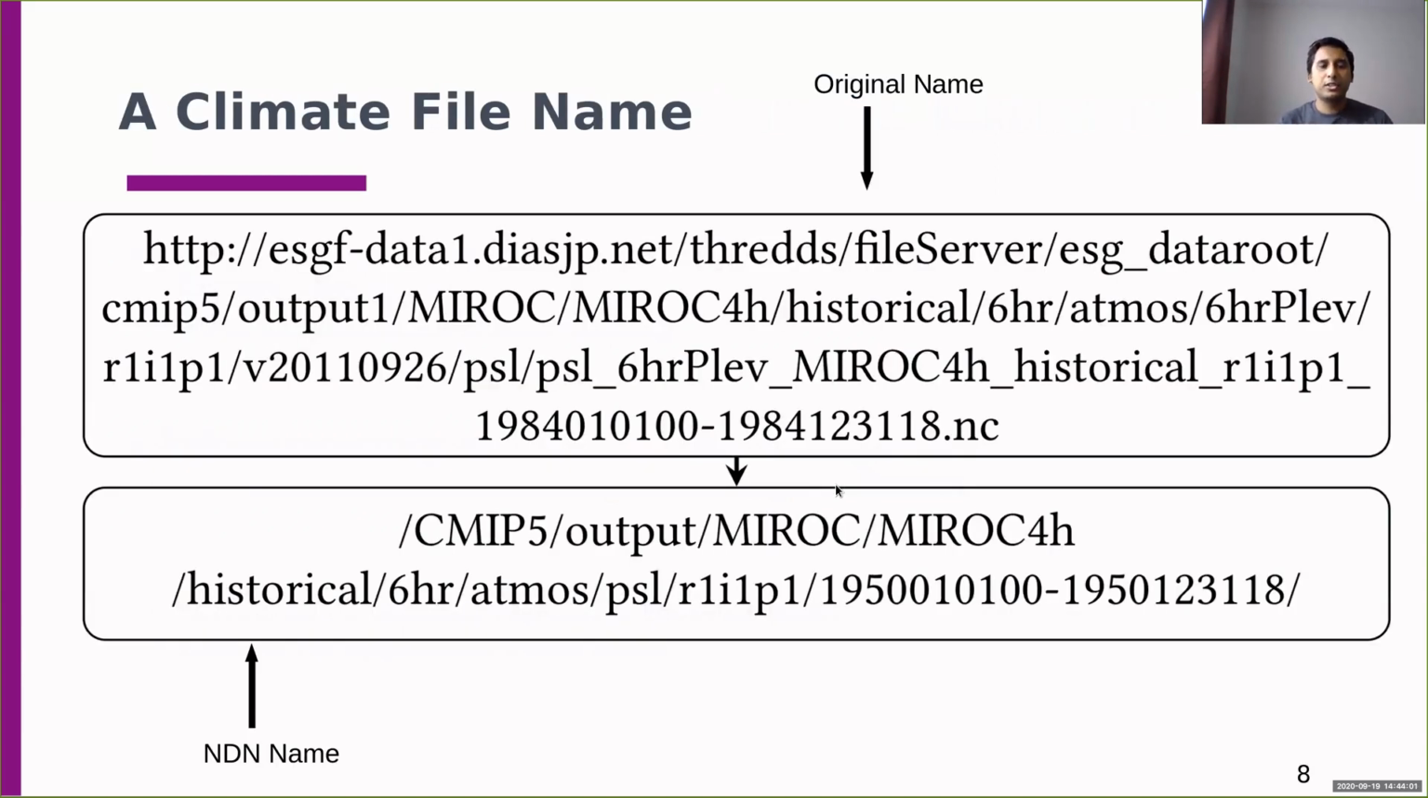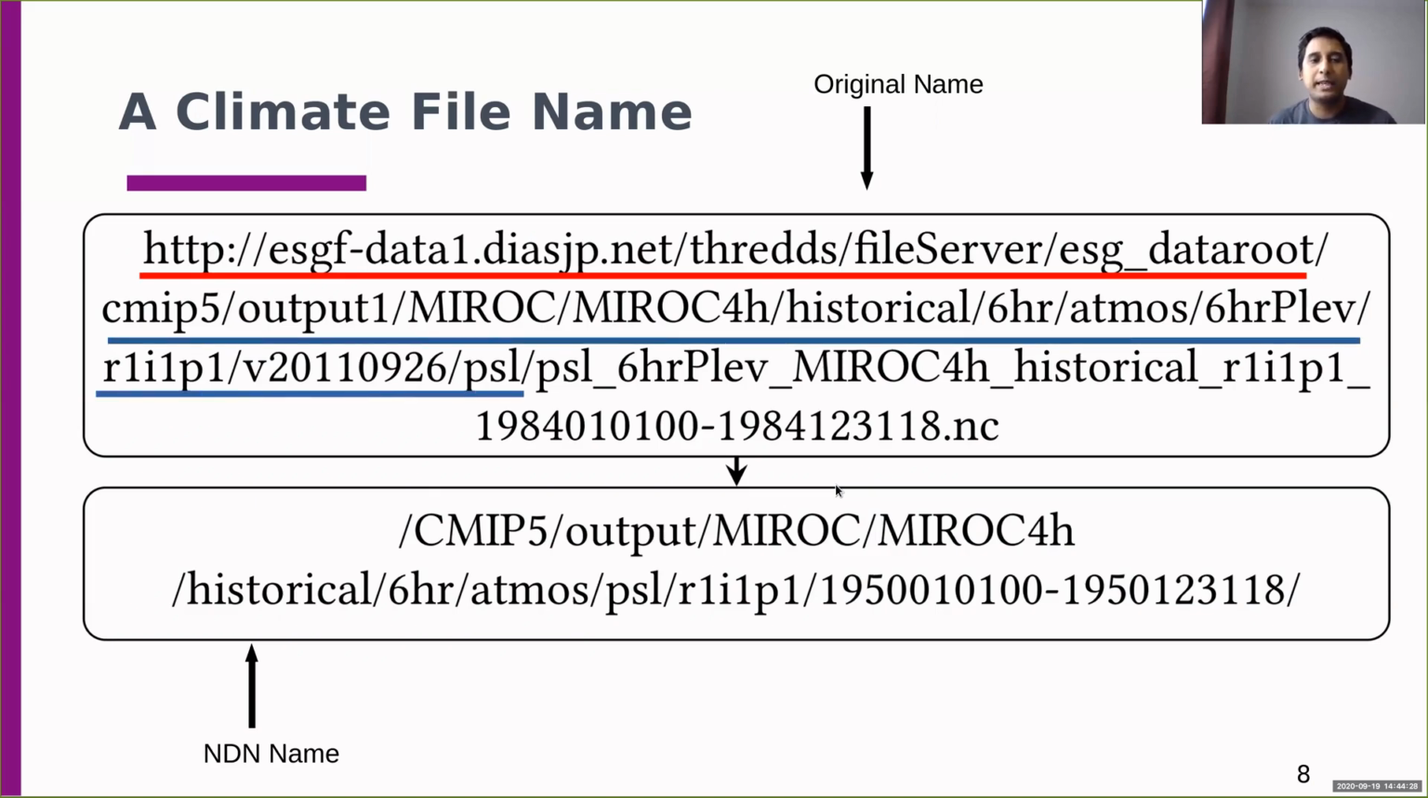So let's look at a climate file. At the top, we have the original name. At the bottom, we have the translated NDN name. At the top, the original name, of course, has a host portion, which is this portion, the host name followed by some sort of high-level directory structure. Then from here, we have the actual data organization.